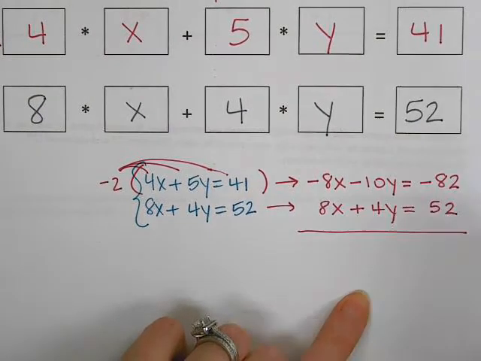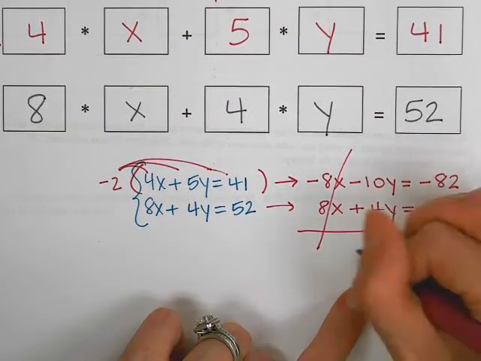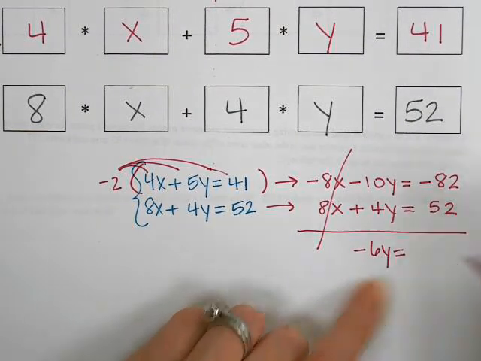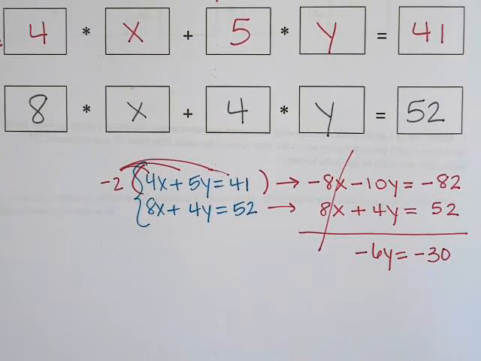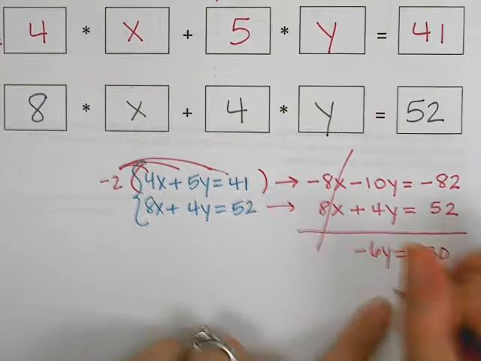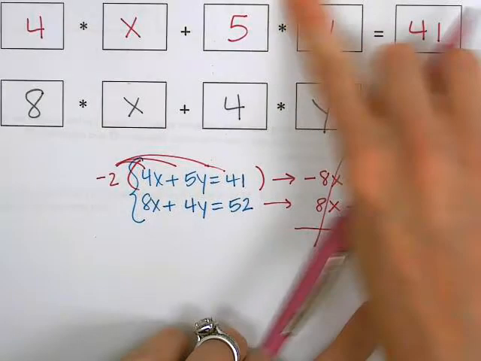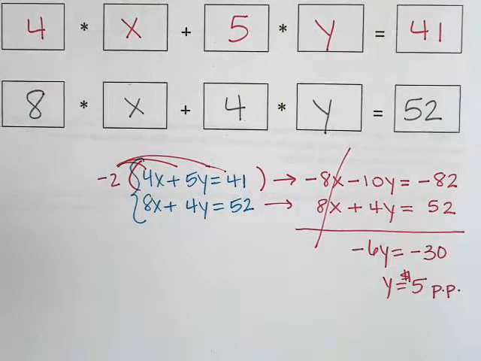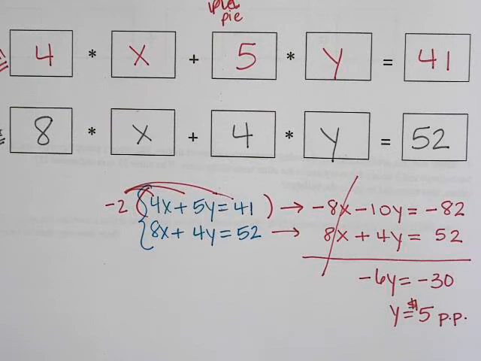We add going down. These cancel. -10y plus 4y is -6y. And -82 plus 52 is -30. And then divide by -6. So y is going to be 5. That's the cost of a pumpkin pie. So $5 for a pumpkin pie, which is super cheap.